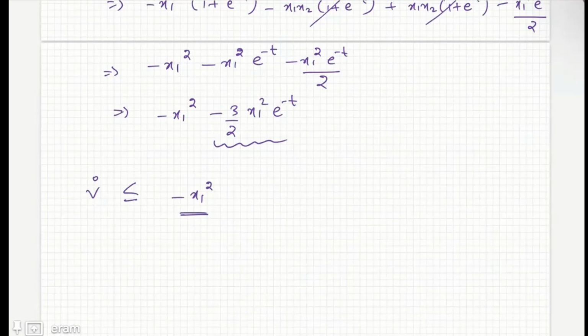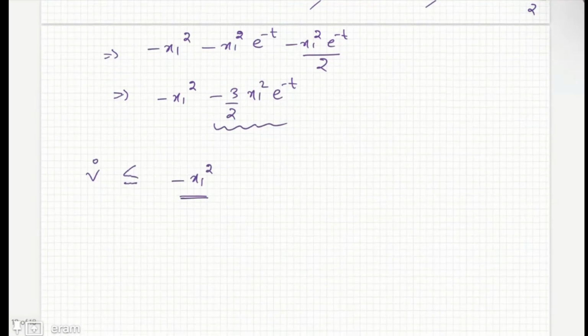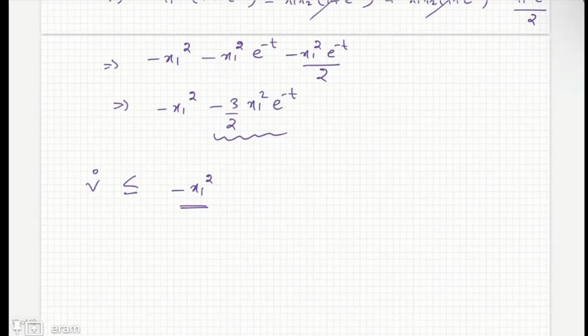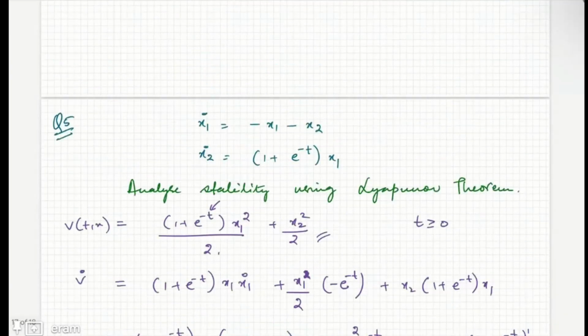We cannot say it is negative definite unless we check the value of x2 when x1 is 0. So let's consider the point where x1 is 0 and x1 dot is 0. At these points, when x1 is 0, that gives us x2 dot is 0, which means in the manifold where x1 is 0, x2 is a constant. Now from the first equation, since x1 dot is 0, that means 0 equals 0 minus x2. So the only possible solution is x2 equals 0.